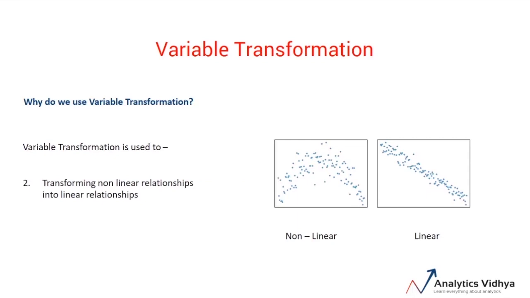We also use variable transformation when we want to convert non-linear relationships into linear relationships. Here is an example of when a non-linear relationship is converted into a linear relationship. So why do we do that? It happens because linear relationships are easier to comprehend than non-linear relationships. And these transformations help us convert the non-linear relationships into linear relationships.